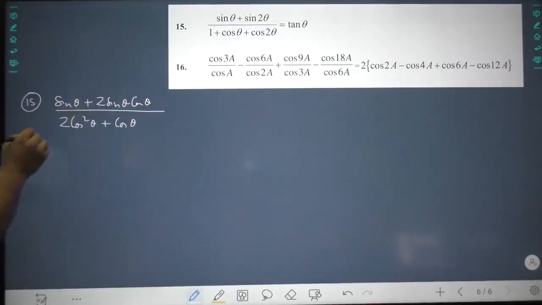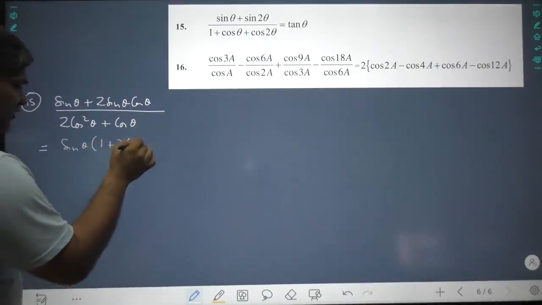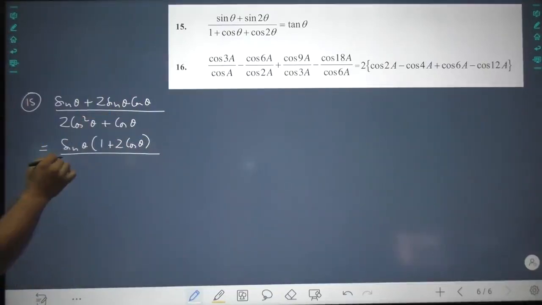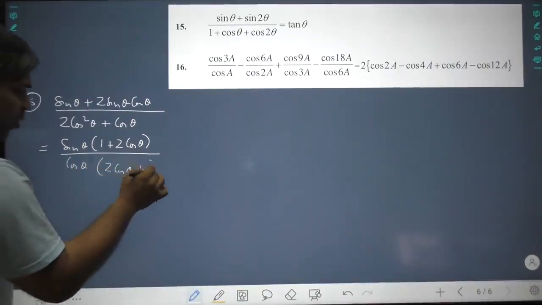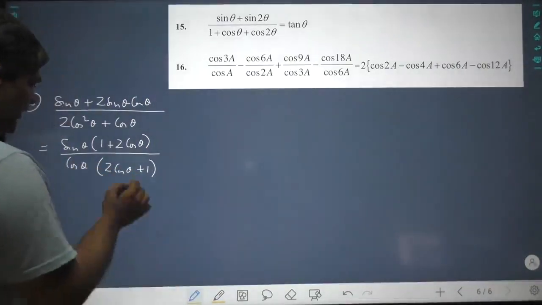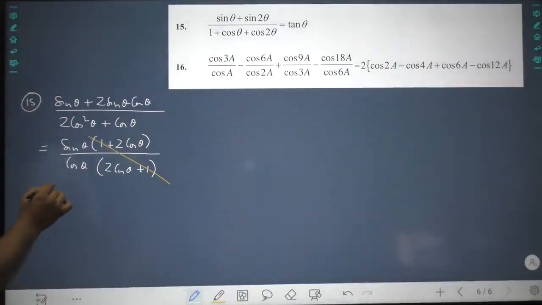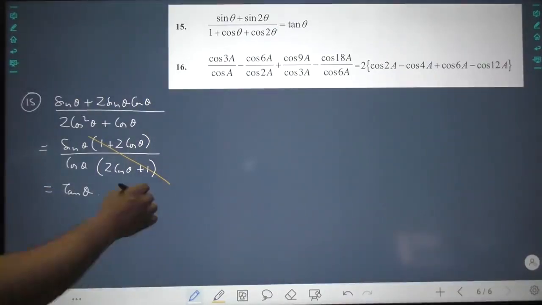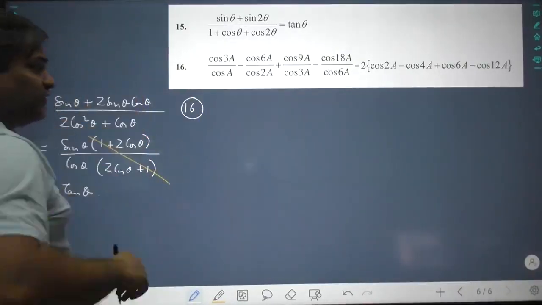From the numerator, take out sine theta common. We have 1 plus 2 cos theta. From the denominator, take out cos theta common. You have 1 plus 2 cos theta. There is a twinkling in my eyes. It gets cancelled, and I have tan theta. How many of you got this right? 15th question. Sir, I got it right, sir. Very good, you all are doing really very good.